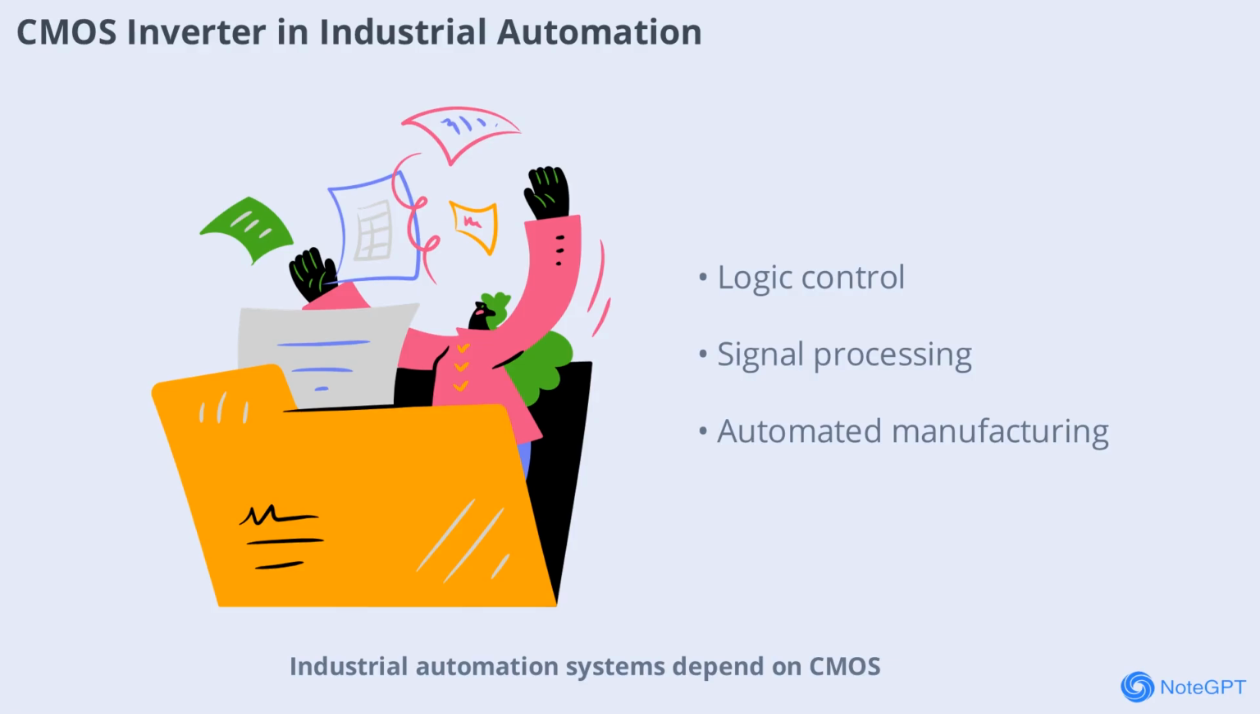Industrial automation systems depend on CMOS inverters for logic control and signal processing. Their reliability ensures smooth operation in factories and production lines. We'll see how CMOS inverters contribute to efficient and automated manufacturing.